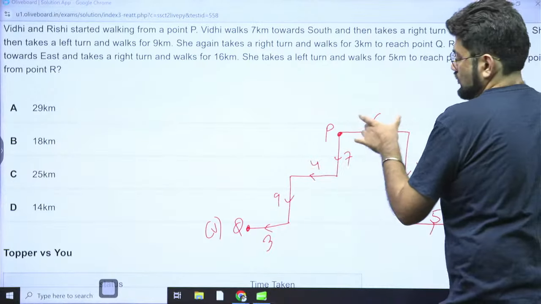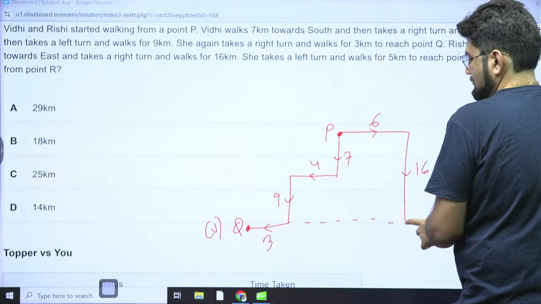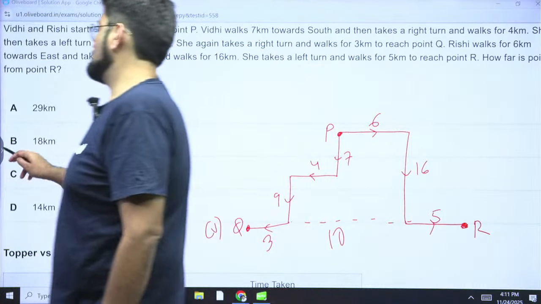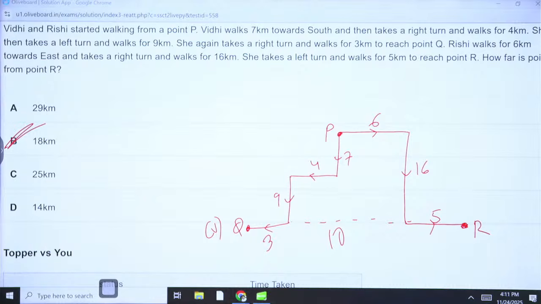So 6 plus 4 is 10. Plus 3 plus 5 is 8. So 10 plus 8 is 18. So option B is the correct answer. It's a good question in terms of the fact that you need to draw a figure.